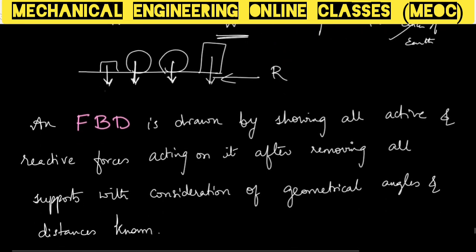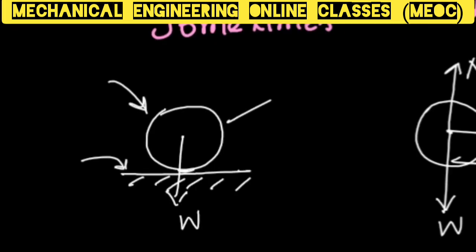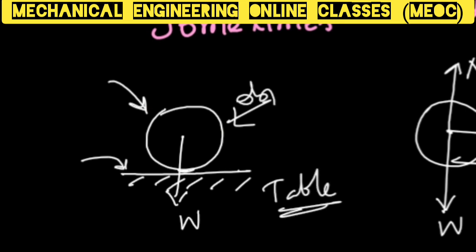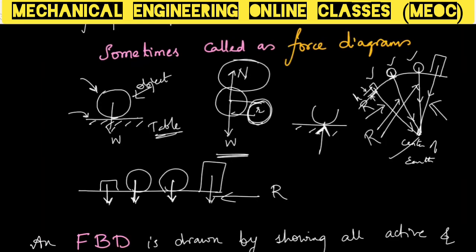The active force, the weight force, is an active force. Reactive force means every object will have some supports on it. For example, in this particular object, the object is kept on a table, say. The table is supporting the object. So this table is removed, and because the table has a normal reaction acting on the object, we replace this table by a normal reaction force, which is N.